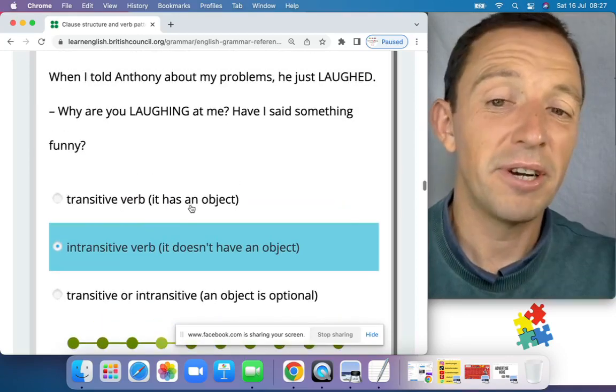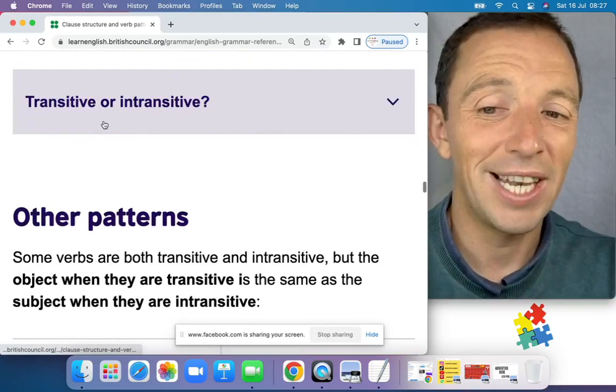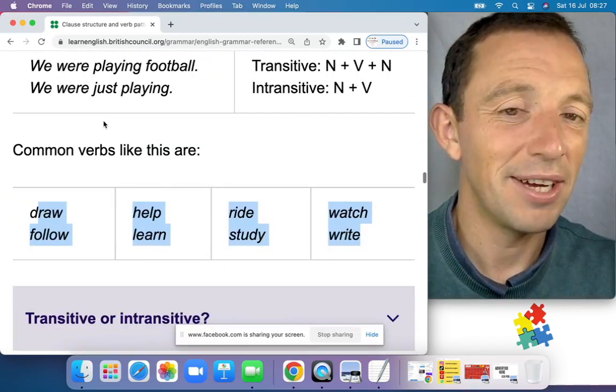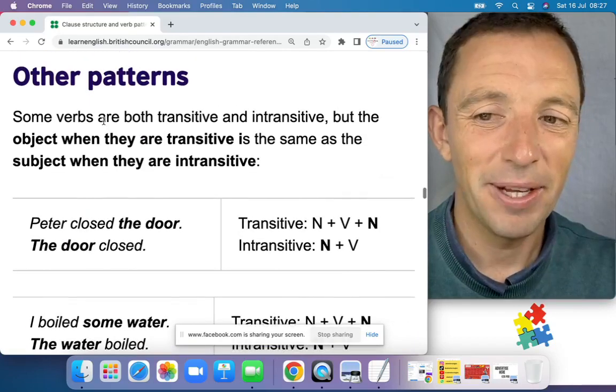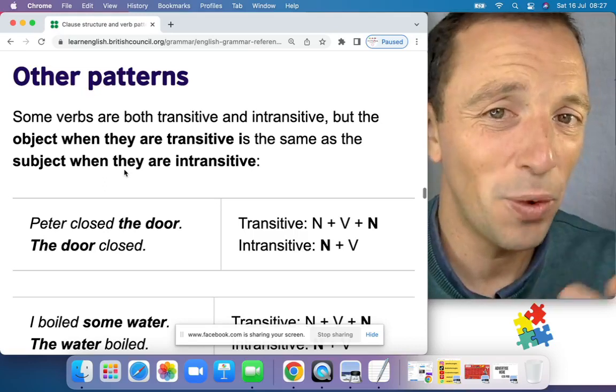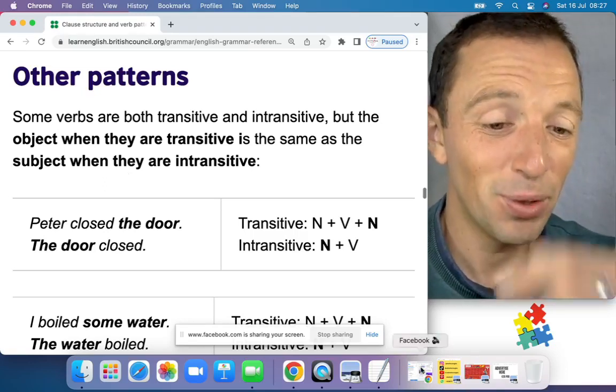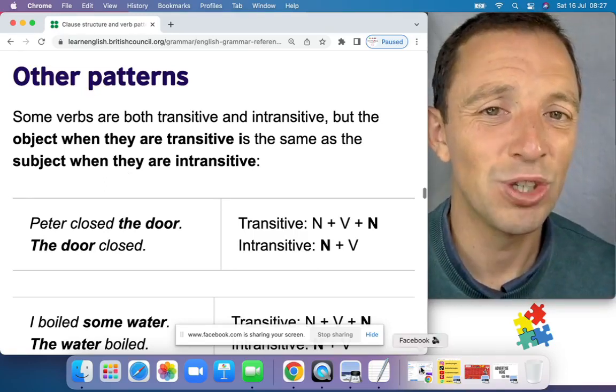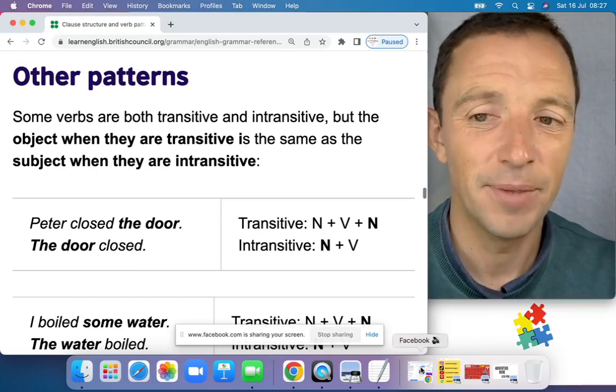Okay, so very, very good practice. Very important lesson. Transitive and intransitive. The next topic is just other patterns as well. And a question, if you have a comment, a question or some feedback, please put your question in the chat and I will respond to your answer after the lesson.